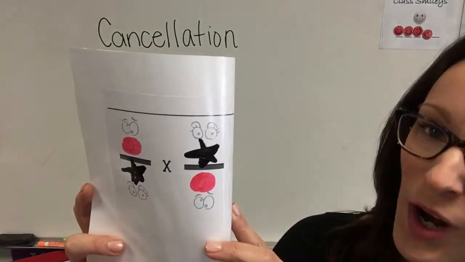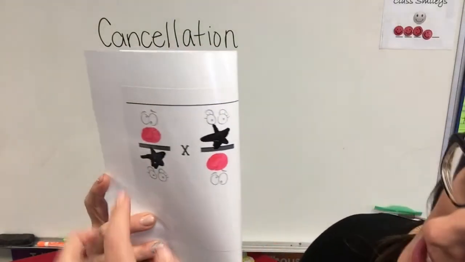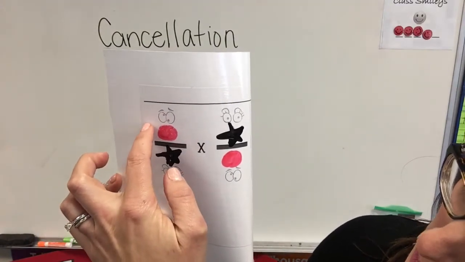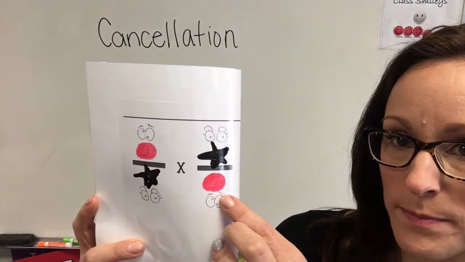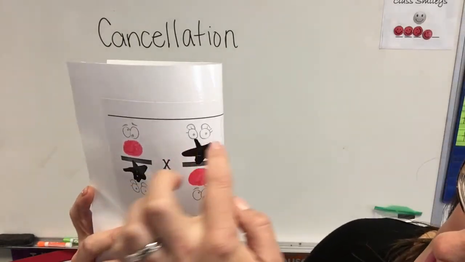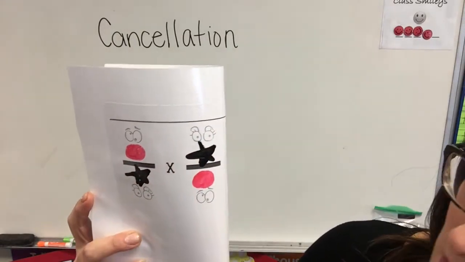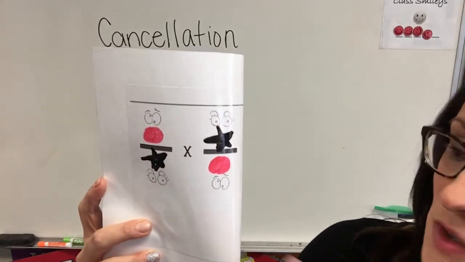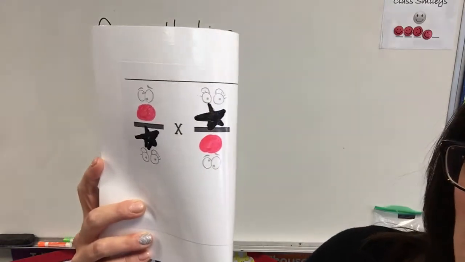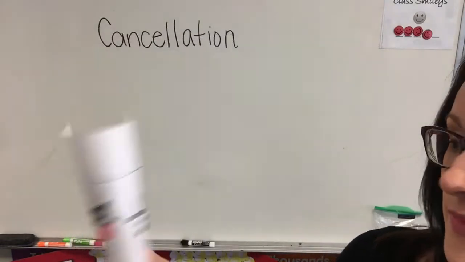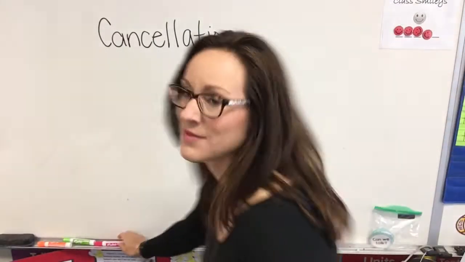So when we cross cancel fractions, we take this numerator and this denominator and we see if we can reduce them. We take this numerator and this denominator and we see if we can reduce them. So we're working crossways to see if we can simplify our fractions before we do anything with them. So what does that mean?